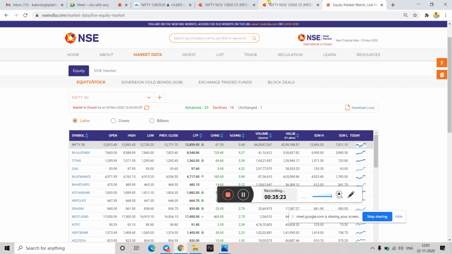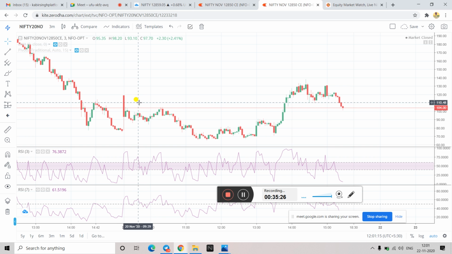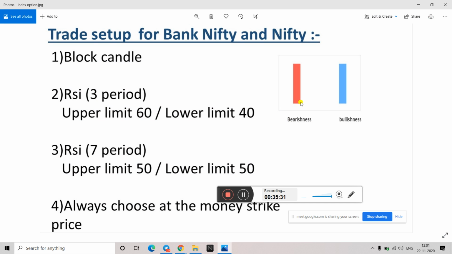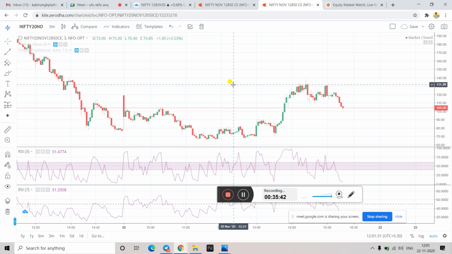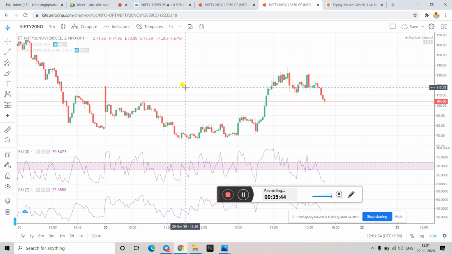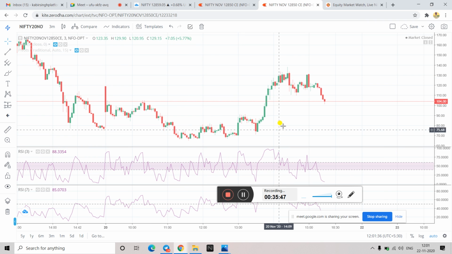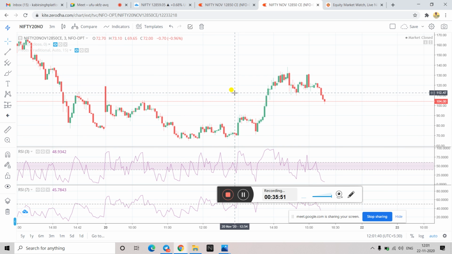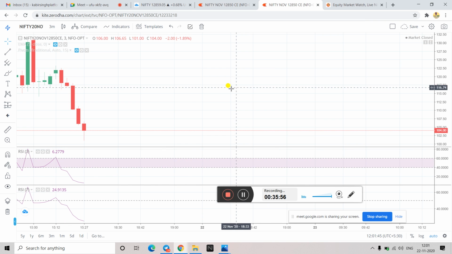Then, as I have told you, you'll be using the 3 minutes time frame. Then you have to look for this kind of pattern: simple block candles. I have told you how block candles work. On a day like this, the market will not be going in any one direction, because it has gone down, it has gone up. So you will not get 70% on one side that day. But still, for explaining, I'll tell you how it works.